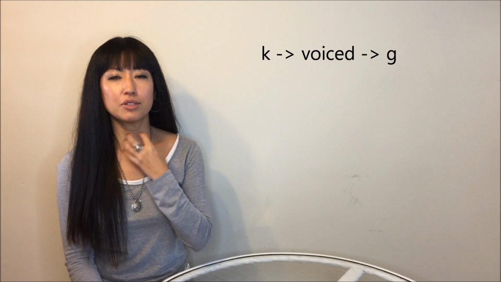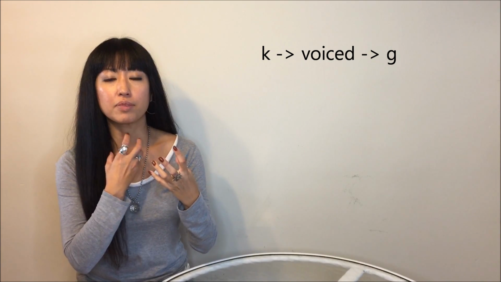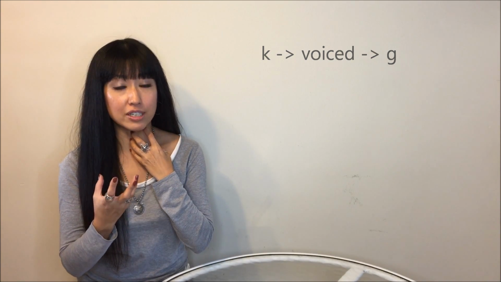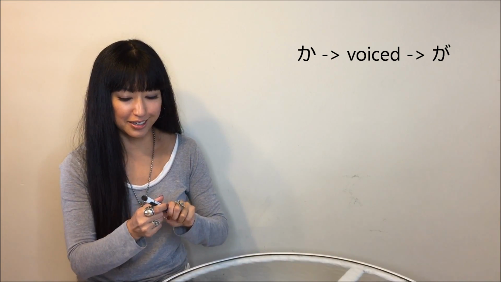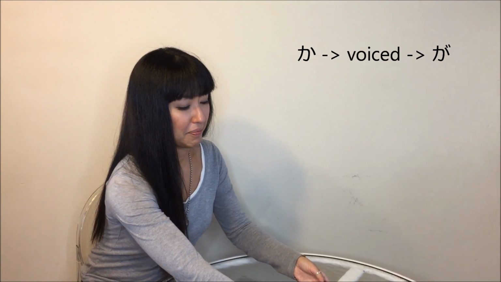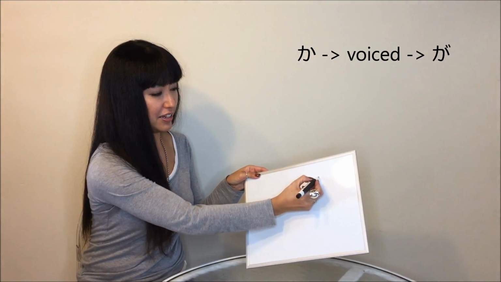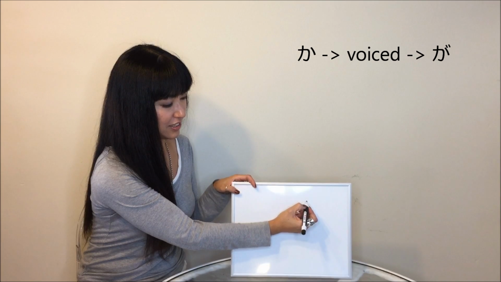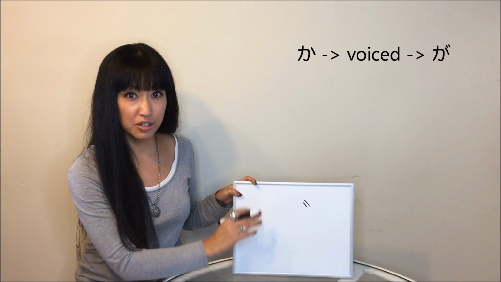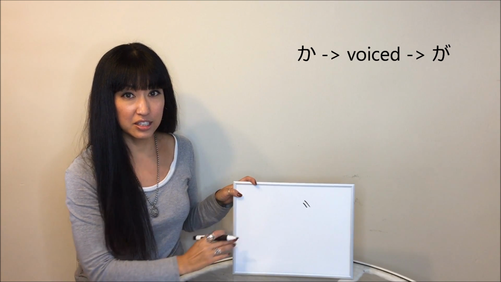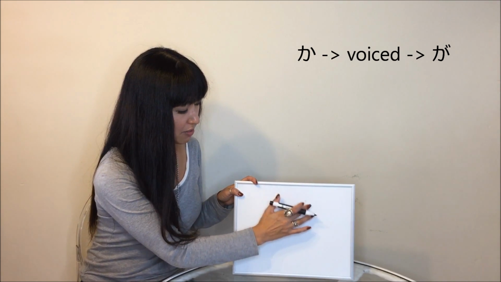As we know, the k sound and the g sound basically use the same airflow, but we make it voiced. So we have this symbol, two dots. You know what? Let me write it down. Two dots, like this. So we have this to make ka into ga.